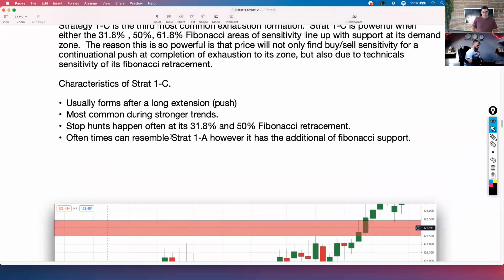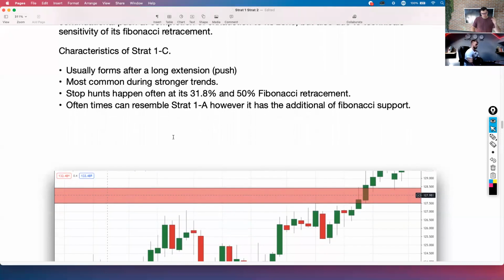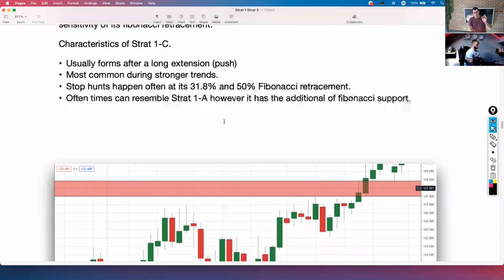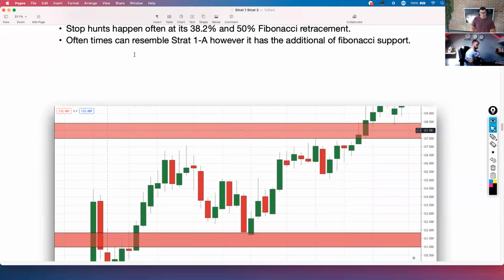Okay, so it usually forms after a long extension, most common during stronger trends. Okay, stop hunts happen often at the 38.2 to 50%. Again, remember, many times the extension, the majority of the time, lines up with the 61.8. That's why the majority of these stop hunts are at the 38.2 and 50. Let's change that, it's bothering me. Okay, boom. All right, so oftentimes it can resemble Strat 1A.